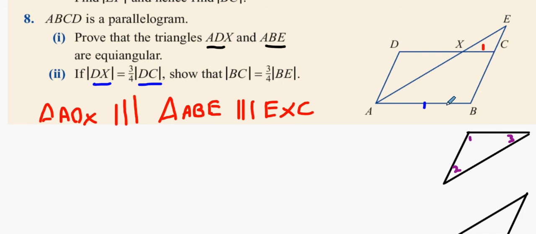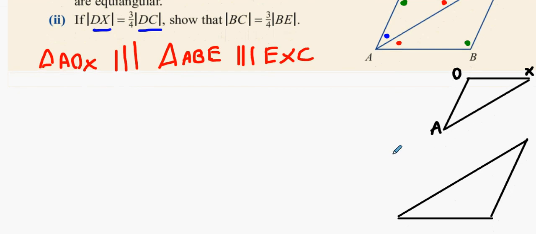Now DC is the same length as AB. So let's color code these now. You're green, you're green, you're green. You're blue, you're blue. And is there another blue? We'll find out. You're red, you're red, and you're red. Okay. You're DXA and you're EAB.